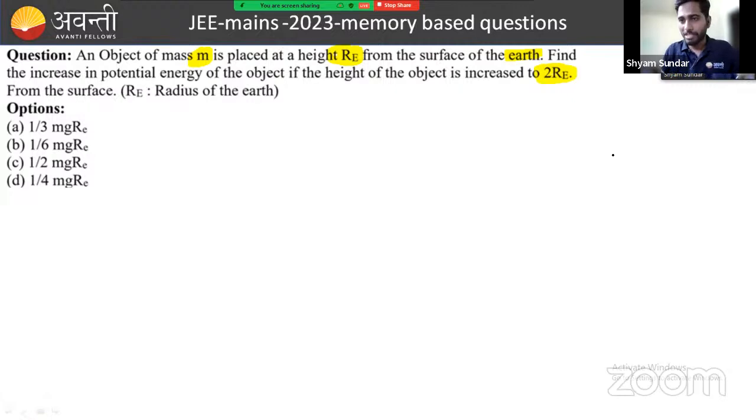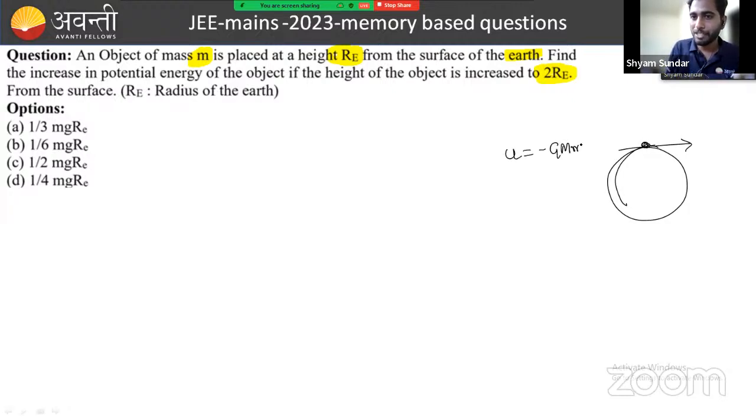You need to know the concept first. Okay, this is the earth. On the surface of the earth, the object's potential energy we write as minus G M m by RE. Small m is the object placed on the earth, and capital M represents the mass of the earth. Now they are saying the mass is already present at an altitude RE. The mass is present over here.